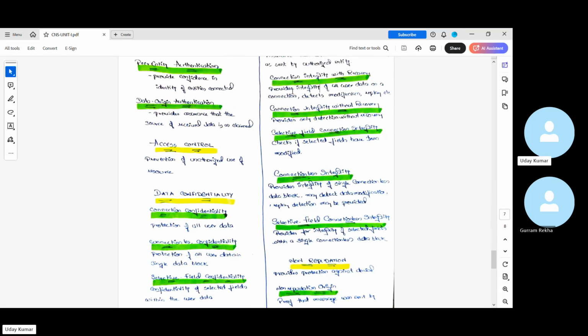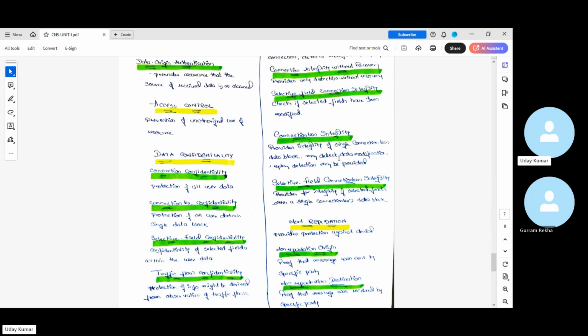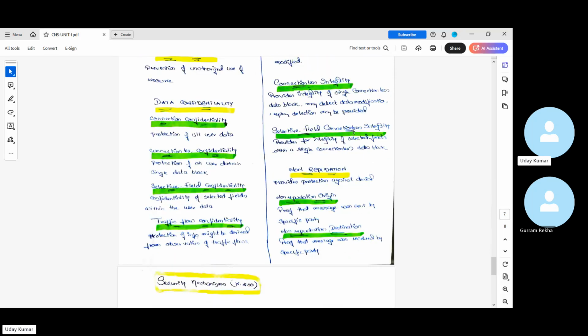All these speak about the connection, and this is connectionless. Selective field connectionless integrity provides integrity of selective fields within a single connectionless data block. Once it is connectionless, you speak about the data block, because you are not going to send the entire information at once, but you send the information in data blocks.